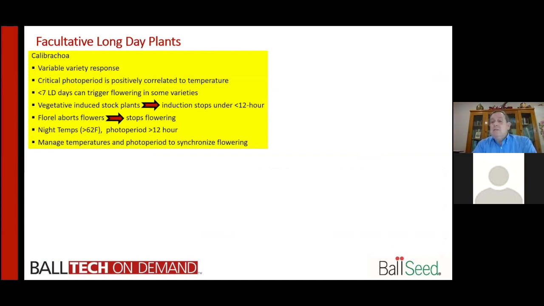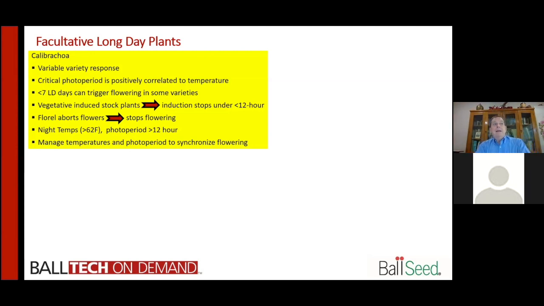Calibrachoa. This is a fairly new set of genetics compared to petunias, where they've had a lot of generations of breeding to remove some of the photoperiod sensitivity. Calibrachoa are still somewhat variable in their variety response and sensitivity to photoperiod. The critical photoperiod is definitely correlated with temperature, so you need to make sure you're in the right temperature, that 65 to 75 degree night temperature, for them to be responsive to long days.